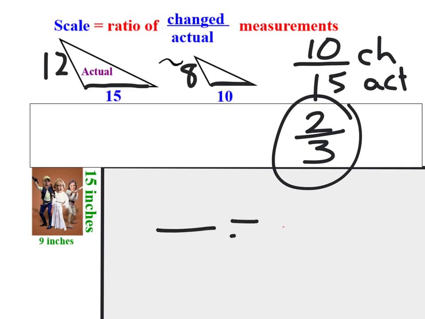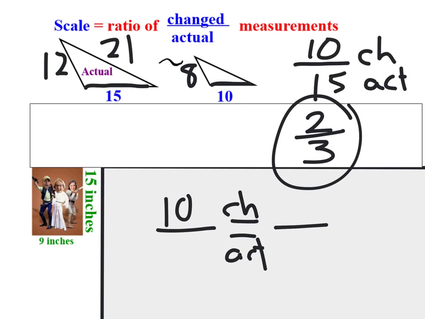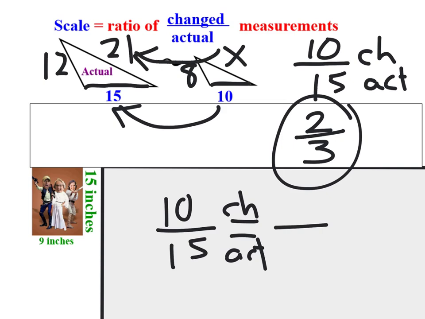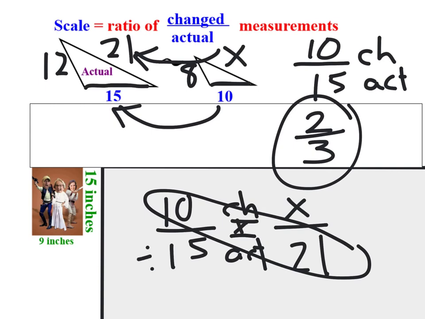Another way to set it up is with a proportion. Writing changed over actual, and then keeping your order straight. So maybe I know that this other side is 21. And so I could say, well, I know that 10 has the same relationship to 15 as this unknown x does to 21. So 10 is to 15 as x is to 21. You'd then, of course, be ready to multiply your diagonals and divide, because once again, scale is a proportion, and that would get you your answer of 14.